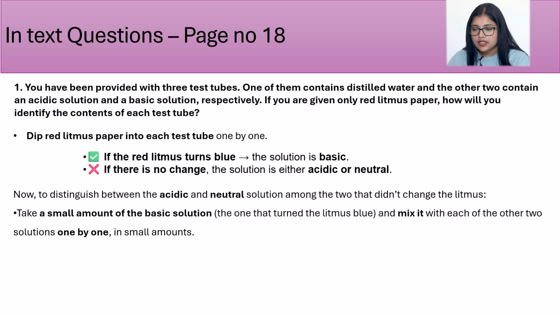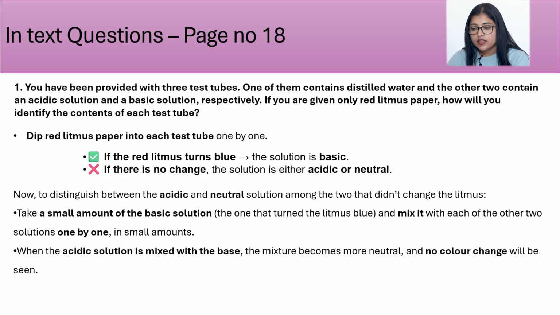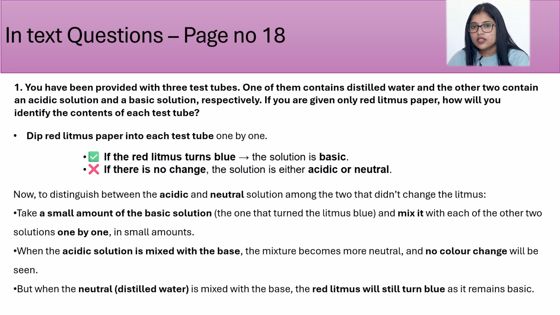What we do next is we take a small amount of basic solution that we know is basic and mix it with each of the other 2 solutions one by one in small quantity. Now when the acidic solution is mixed with base, the mixture becomes neutral and your litmus paper won't change color. However, when the neutral water is mixed with the base, the red litmus is going to turn blue as it remains basic. So from here we can see which one is neutral and the leftover one will be acidic.